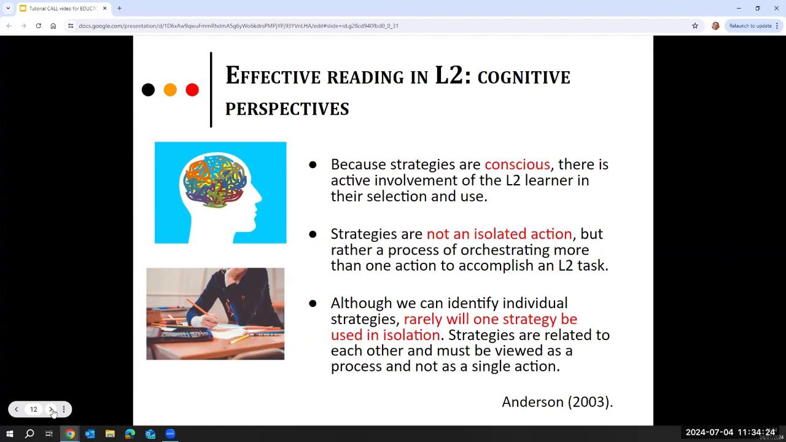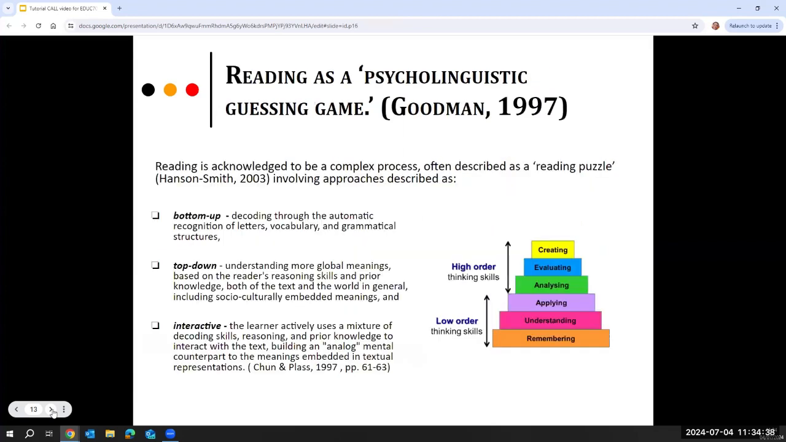Strategies are related to each other and must be viewed as a process and not just a single action. So there are many things happening when we are strategizing our skills. Reading is acknowledged to be a complex process, often described by Hanson-Smith as a reading puzzle.